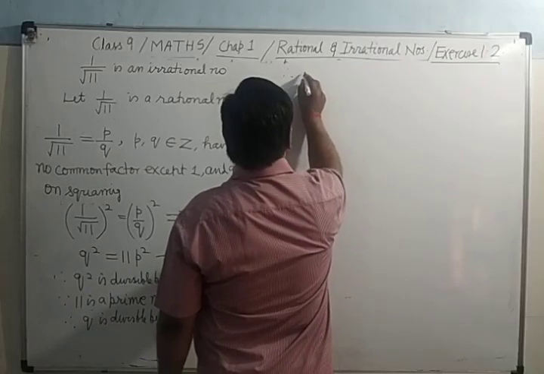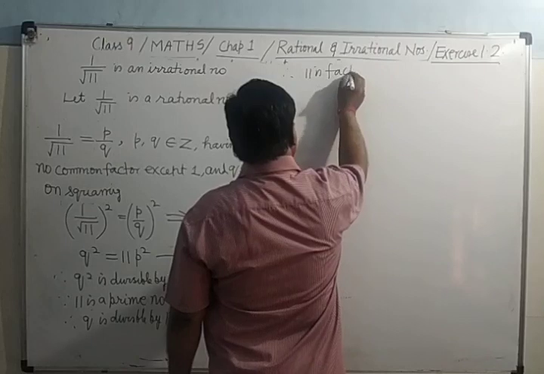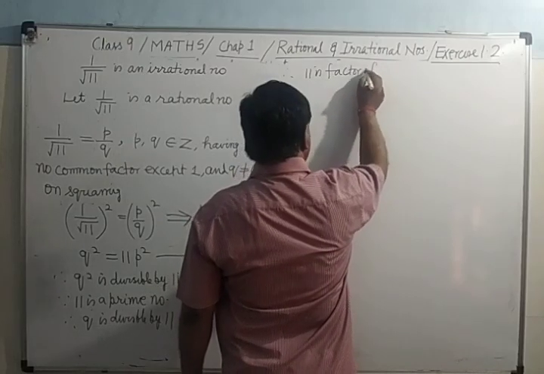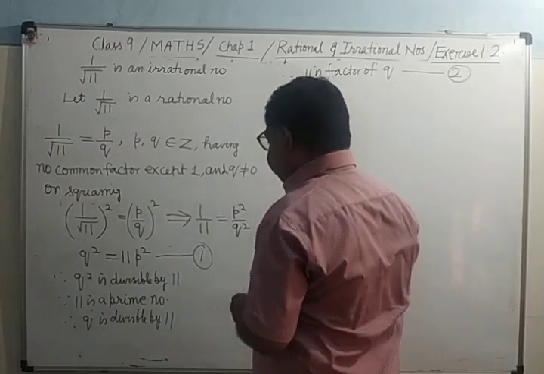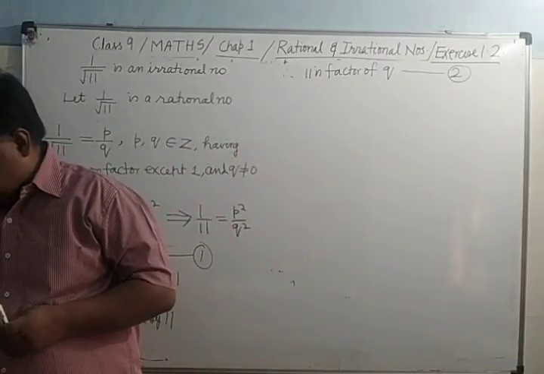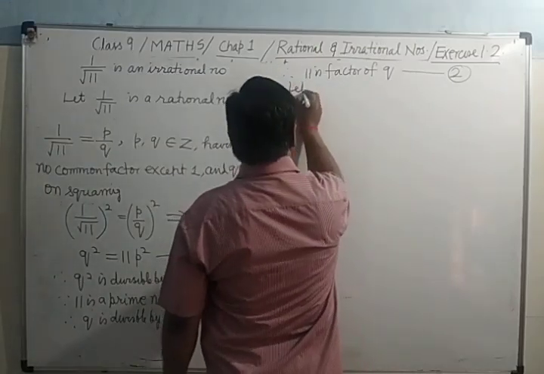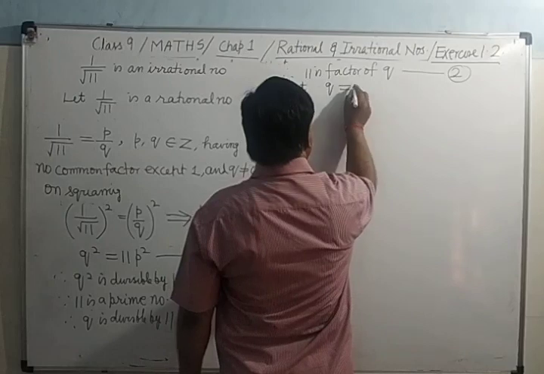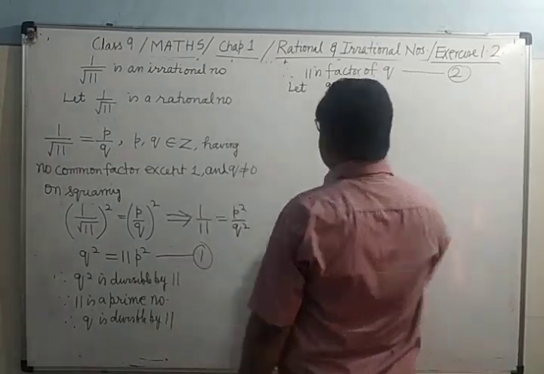And Q is divisible by 11. Therefore, 11 is a factor of Q. This statement we have written as 2. It's clear. Now you can say, let Q equal 11 into M. So from 1.